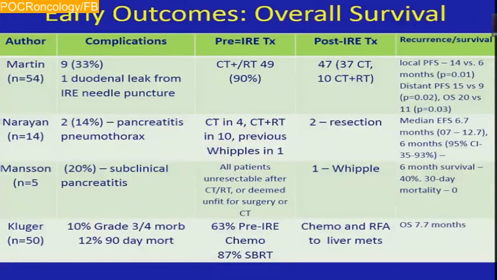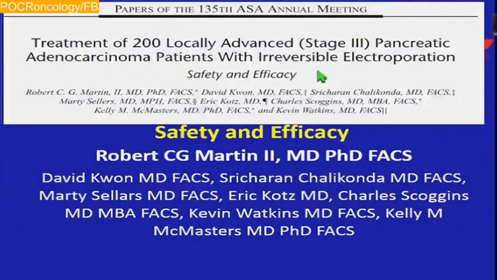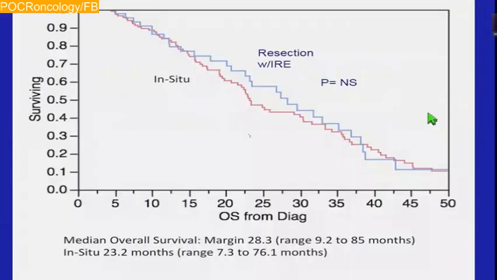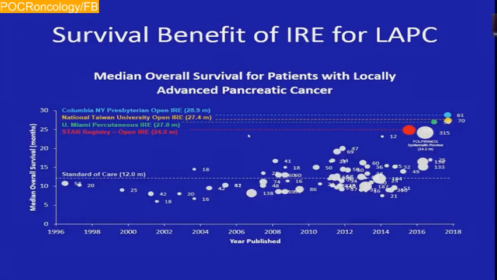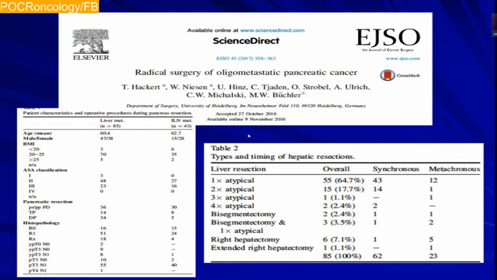And again, they really had a tough time early on with a survival as low as 6 months. But now actually, as they passed the learning curve and we have more specification of the techniques, they're now reaching a survival that is actually comparable, even much higher than the standard chemotherapy for these patients. So these are the survivals reported for chemotherapy, which is the best care, compared to these survivals for the IRE, either in situ or after resection. The question is, can we push the envelope further by selecting these patients?